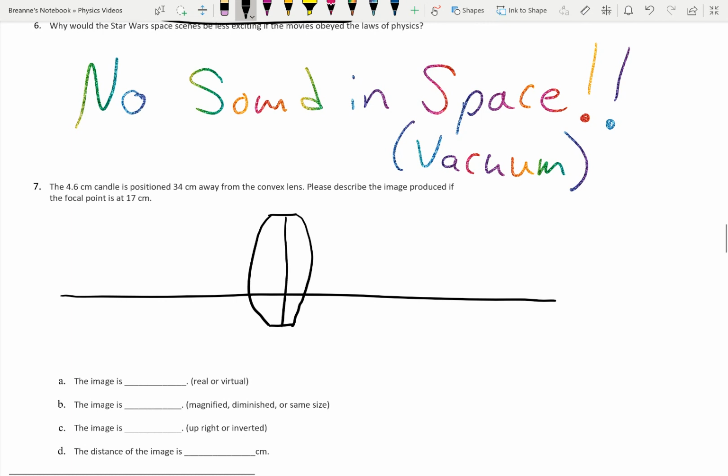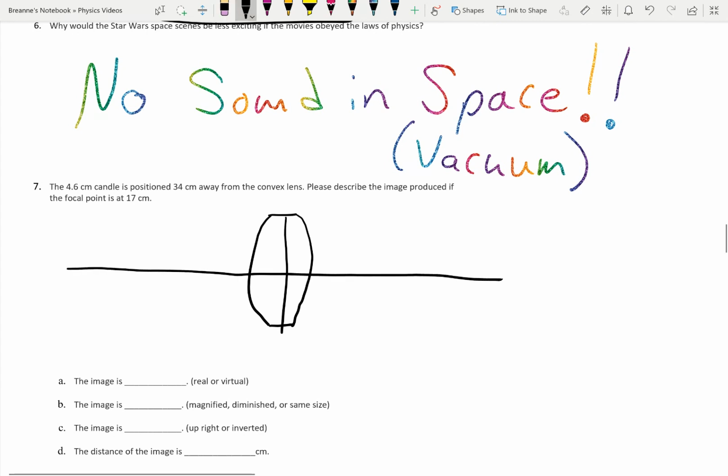So that's our convex lens. It should be more in the center. There we go. Okay. And it says that the candle is 34 away, and it wants to know if our focal point is 17. So focal point is there. We're going to have our image somewhere over here.